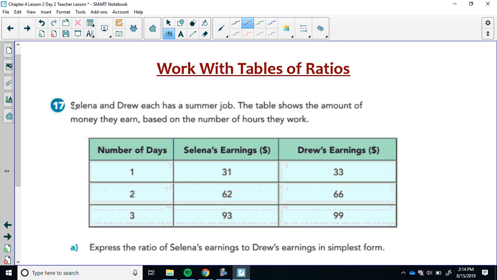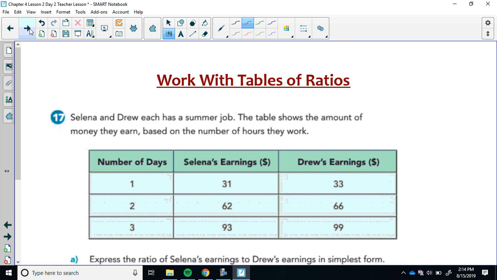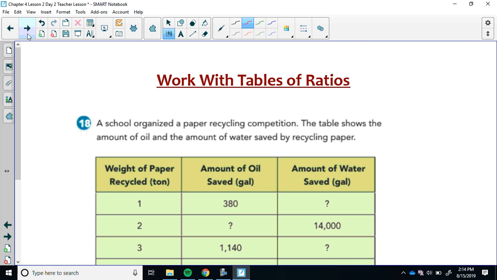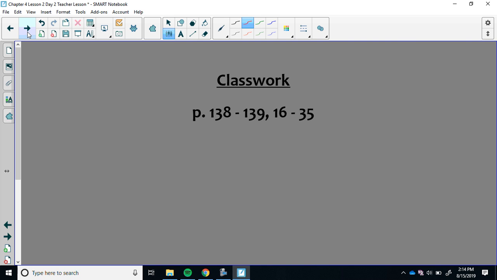I have a couple more of these examples, but we're going to do those in class tomorrow. I want to shorten up the video a little bit. I don't want you to have to sit and watch this all night. So we'll spend some time going over those two in class tomorrow.